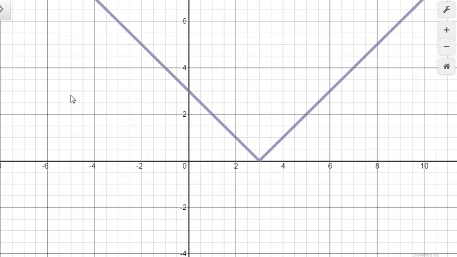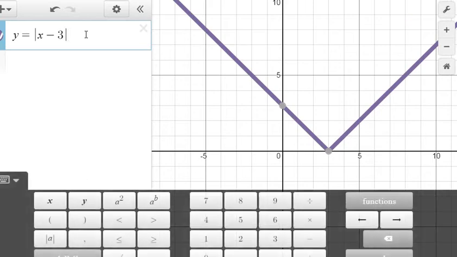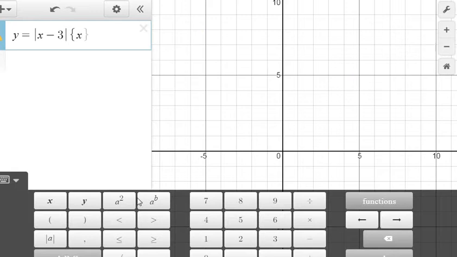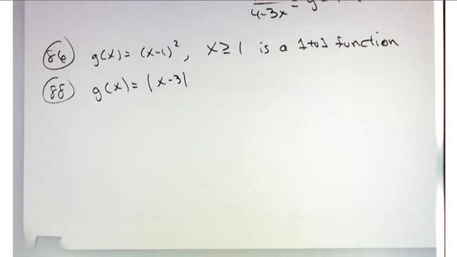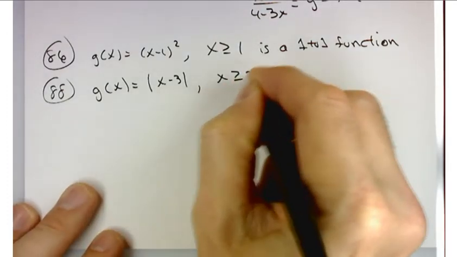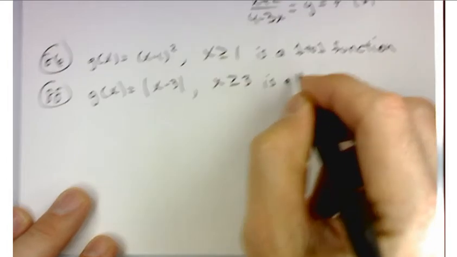x greater than or equal to 3. Good. So if we make that restriction, and if you were trying to do this on Desmos, all you need to do is put in this curly brace, x greater than or equal to 3. So that kind of restricts your domain. And now you have a function that actually passes the horizontal line test, and its inverse would pass the vertical line test. So, nice. Let's write that down here on our sheet. So, x greater than or equal to 3, and that is a one-to-one function.